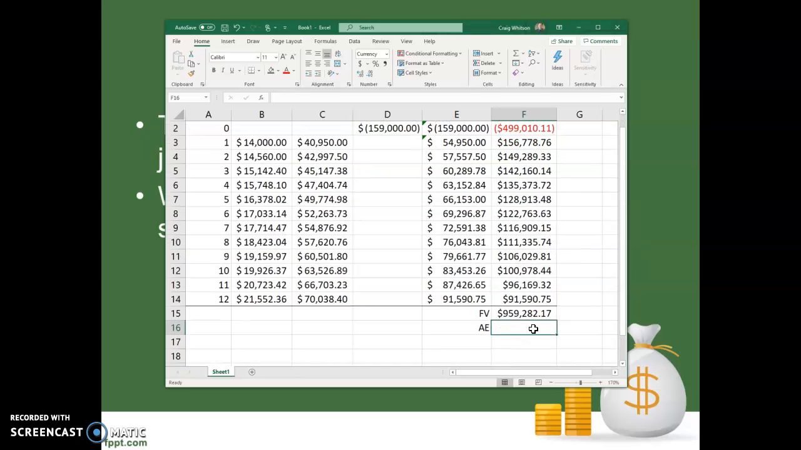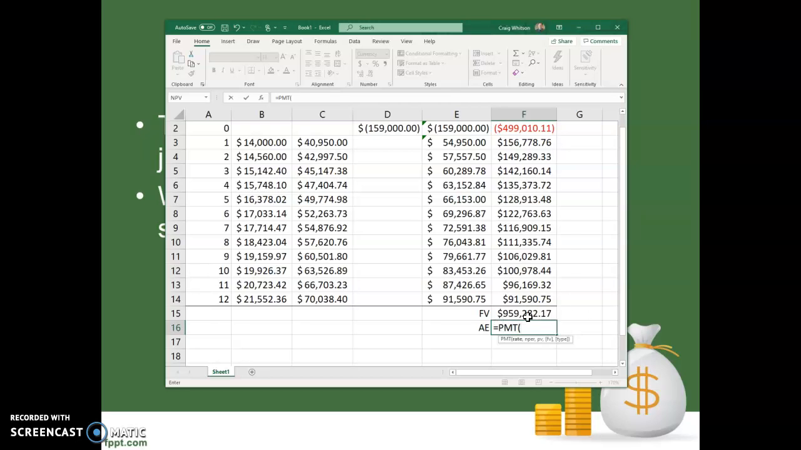Instead, what we need to do is use a payment function to find it. Think of it almost as if this is the amount of money we're going to borrow, and we're going to pay it off in annual installments like a loan. It's a similar concept.